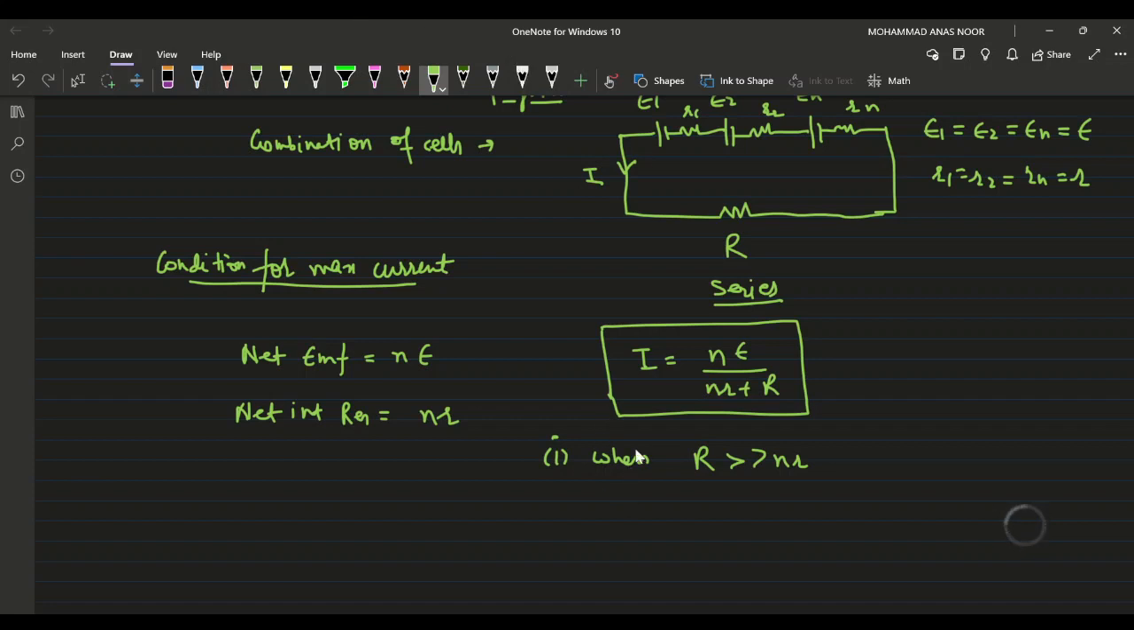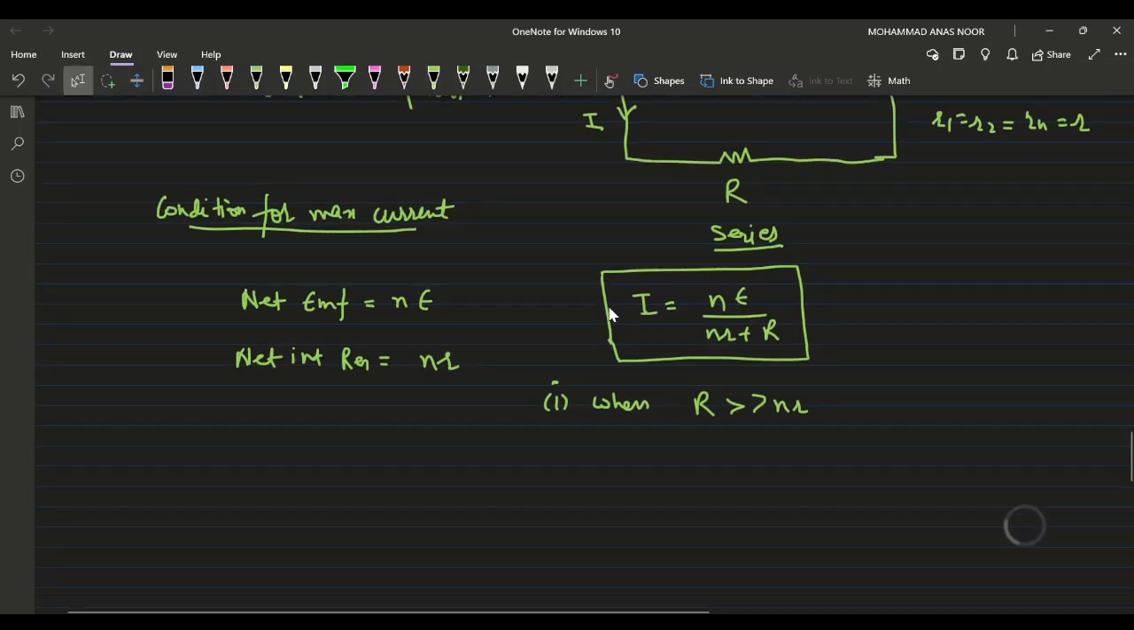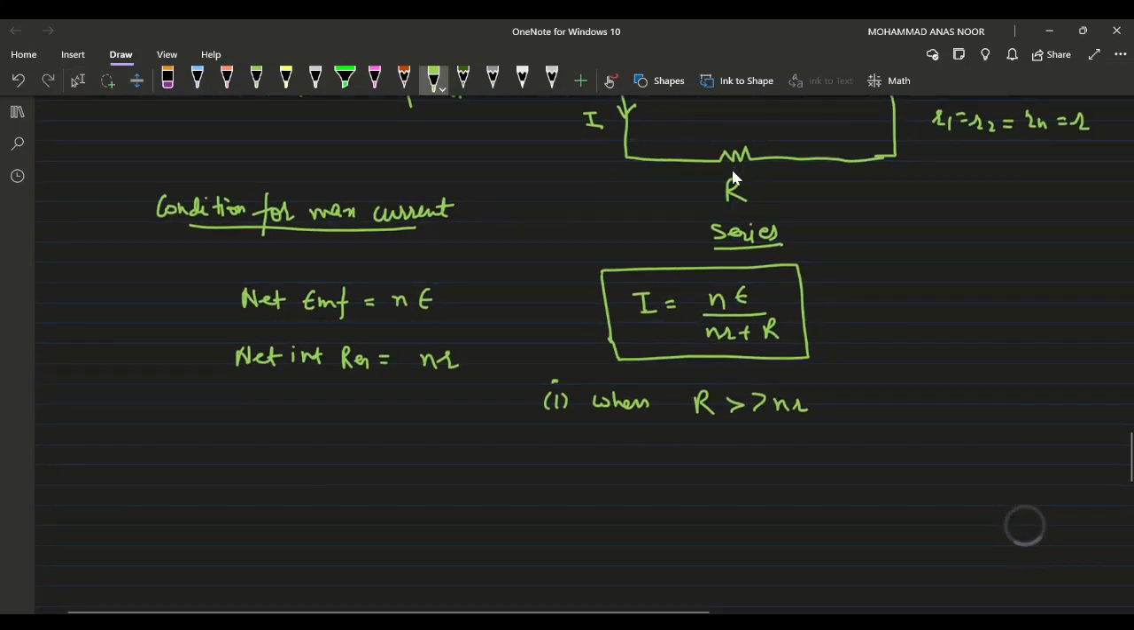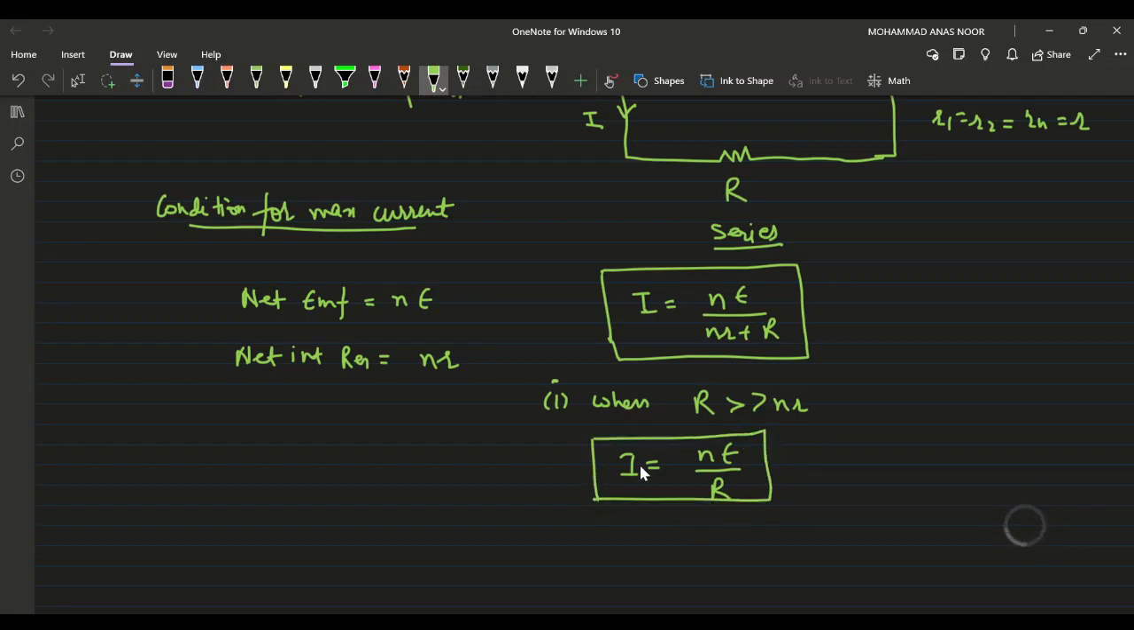So there are two cases. When R is greater than nr, that means this load resistance is very large compared to the net internal resistance. Then the nr can be ignored compared to this capital R in the denominator. We can write this only. The current would be approximately nE by R only.